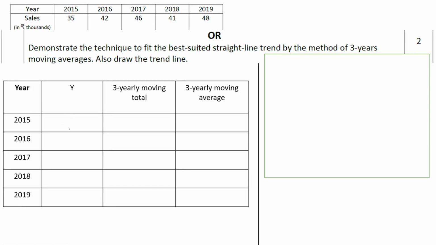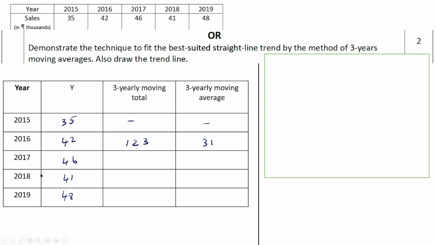Then we have the y values 35, which are the sales values, 42, 46, 41 and 48. Now let us find the 3 yearly moving total and the 3 yearly moving average. We will not have the first year's data, and then we have the 3 yearly moving total. It is 35 plus 42 plus 46, 123. 123 divided by 3, it is 41.